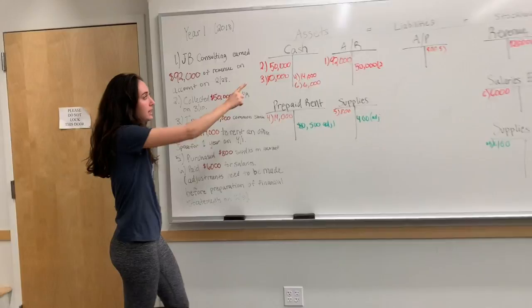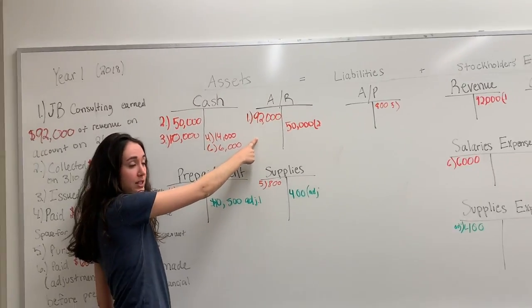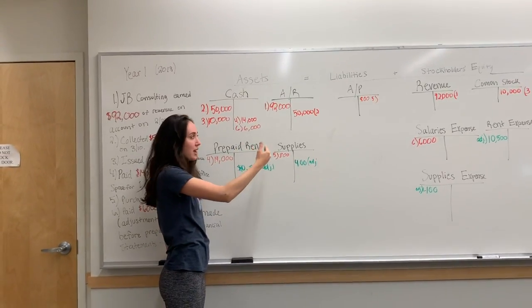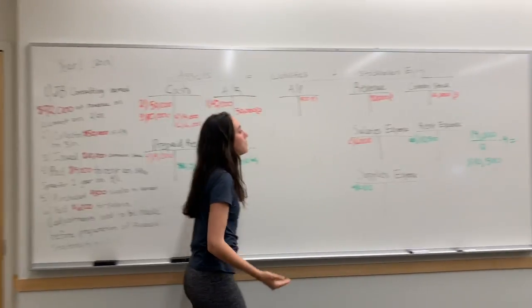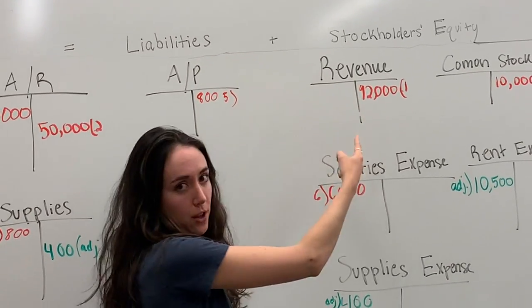So first we're going to record it, as seen here, $92,000 in the credit side of accounts receivable because we did receive it, just not in cash yet. We did actually earn it. And then we're going to go over to revenue and record it in the credit side as $92,000 of revenue.